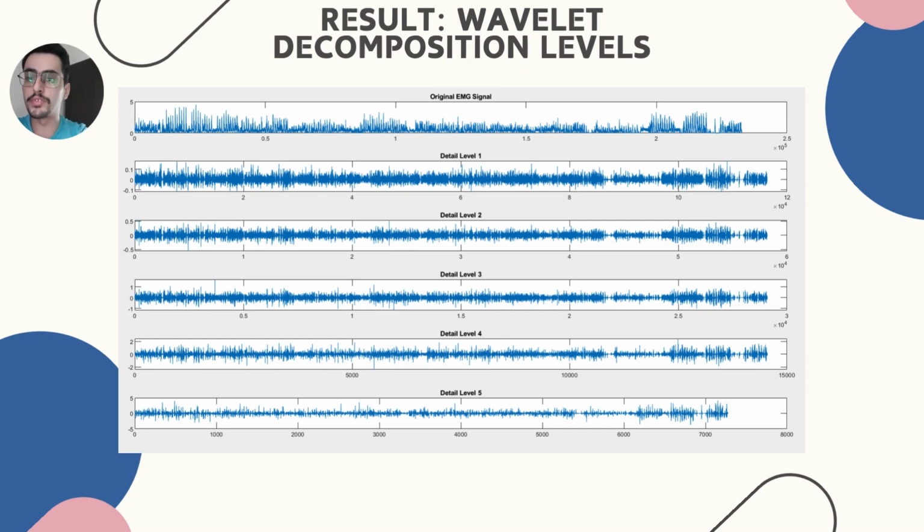So here we have the results of the wavelet decomposition performed on the EMG signal. We use DB4 to break the signal into 5 levels of details. The first plot at the top is the original signal. The subsequent plots show the detail coefficients for level 1 through 5, representing finer to coarser details of the signal. So we observe as we move to higher levels, we see a more smoothed out version of the signal, highlighting low frequency components. This layered breakdown allows us to identify distinct signal characteristics at different scales.